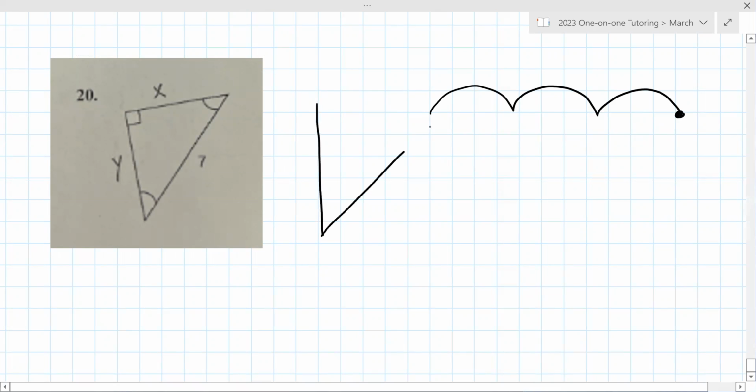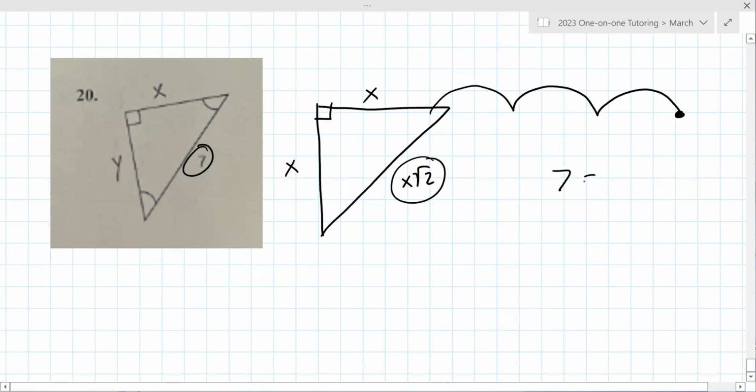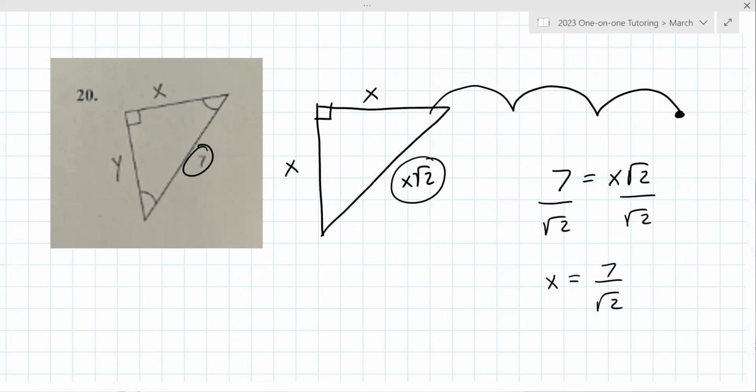You do want to draw the reference triangle. X, X, X root 2. So this time they are giving you the hypotenuse. So you will divide both sides by the square root of 2. What should we do from here? Can we leave it like this? No. You have to rationalize the denominator.